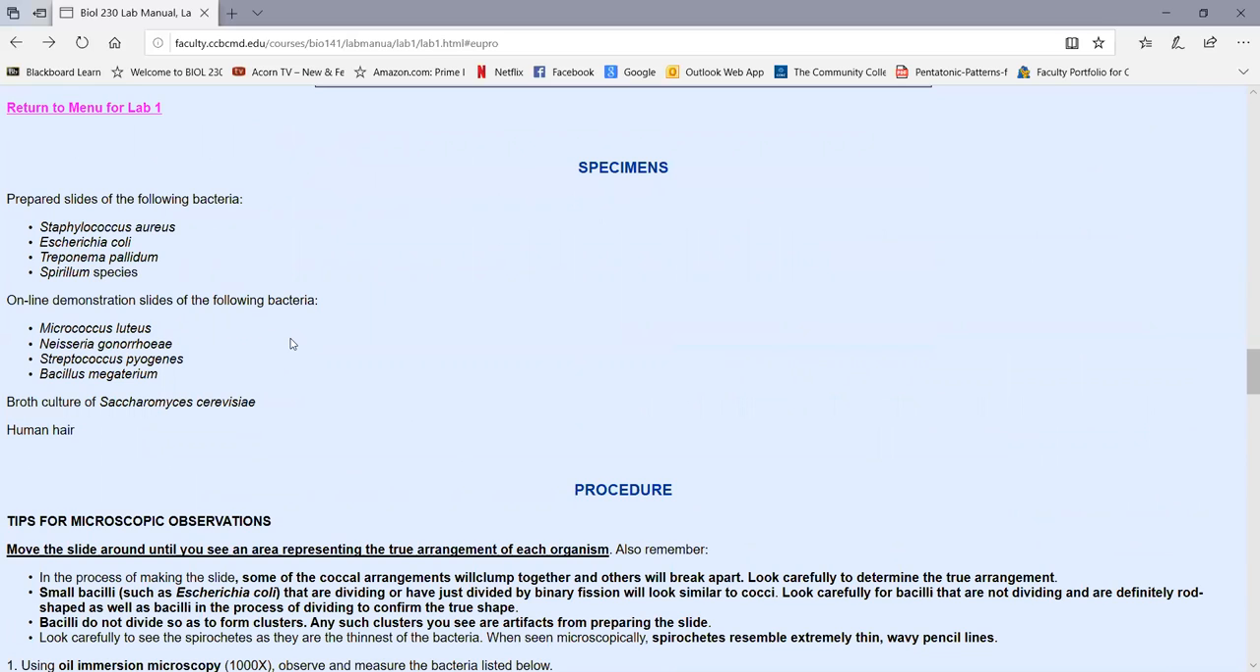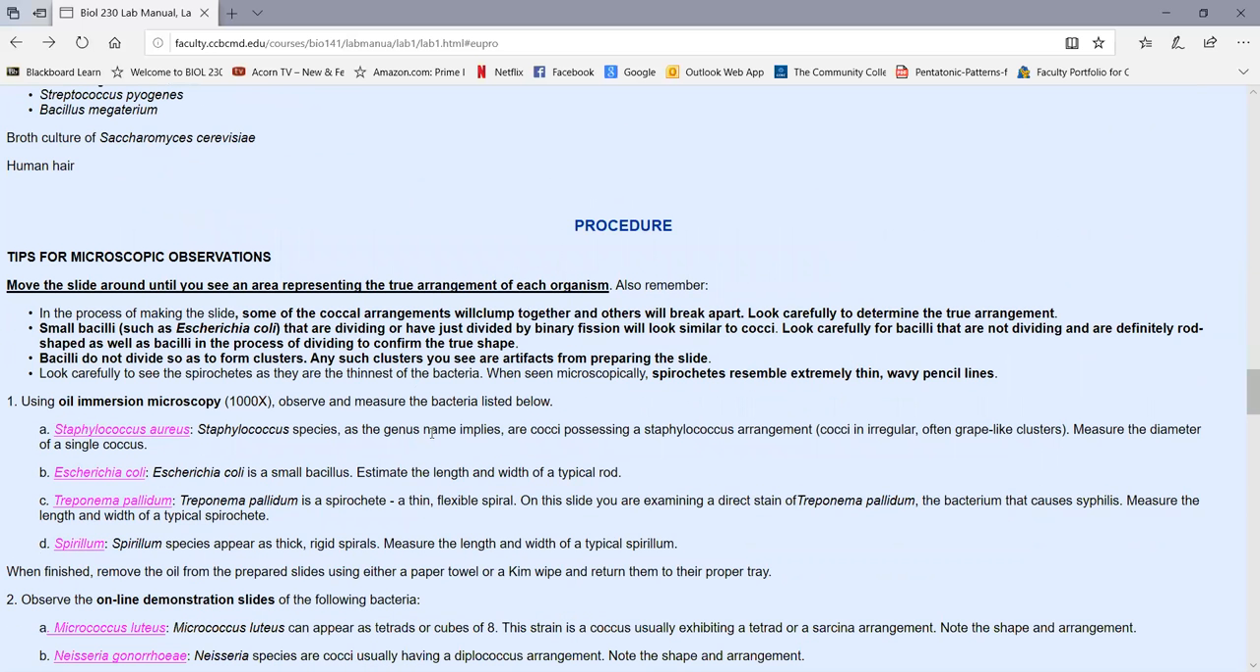So here are the various bacteria and things we're going to be looking at today under specimens and the procedure you'll be doing. Now, again, a few tips when you start looking at things under the microscope. Remember, once you have something in focus, feel free to move the slide around until you see an area that represents the true arrangement, shape, or form. Often the first place you look isn't very good. There might be so few bacteria you can't see an arrangement. You may not even be able to focus in that area. Or there might be just a blob of bacteria piled on top of one another.